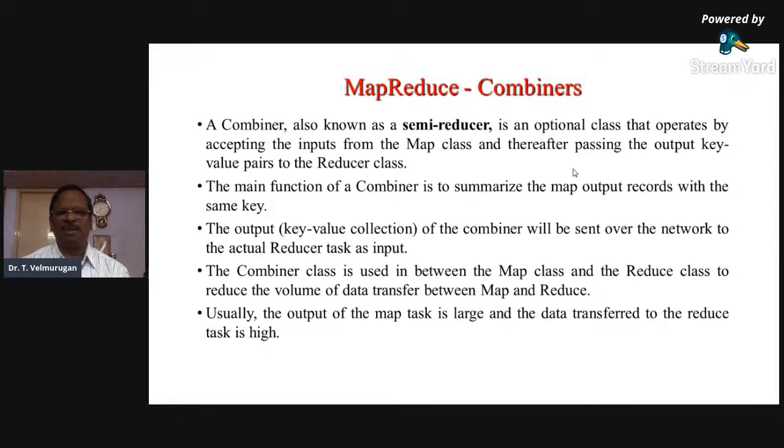Sometimes the combiner is not utilized. The main function of a combiner is to summarize the map output records with the same key.